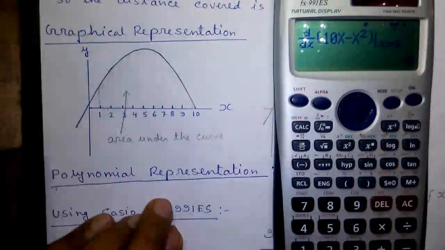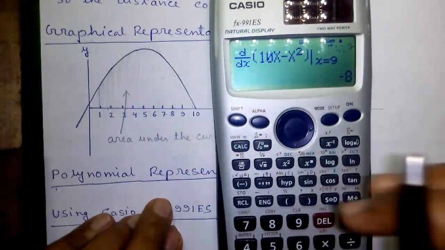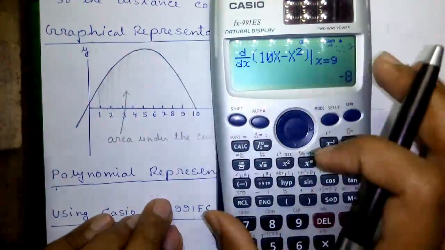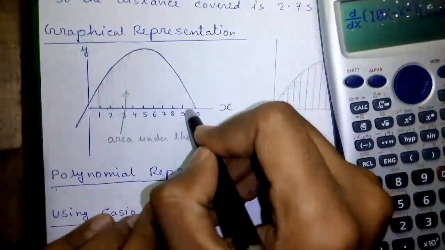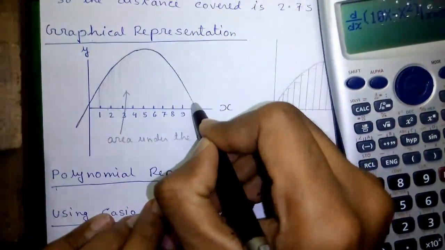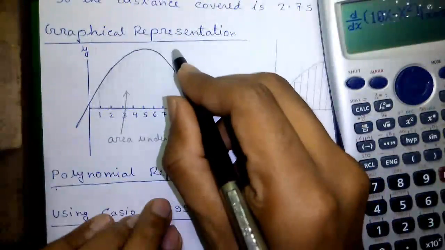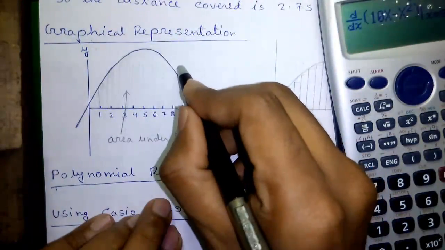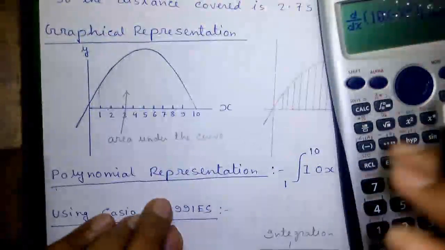That is the meaning of differentiation. It gives us the slope of a tangent line at any particular point. If you draw a tangent line at x equals 9, again the angle is high but the direction is downward. That is the negative sign.